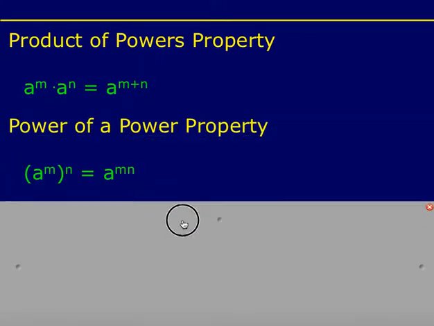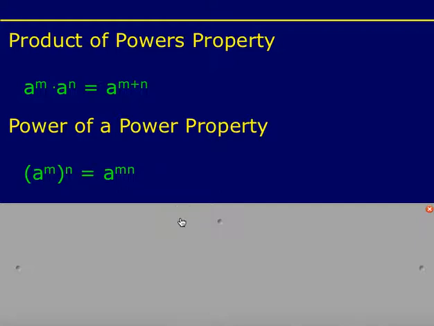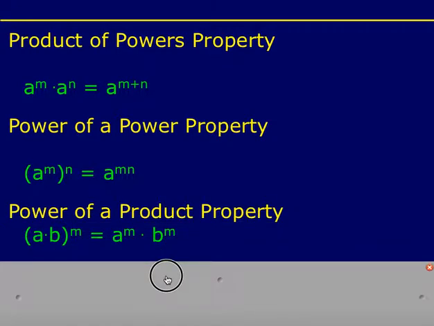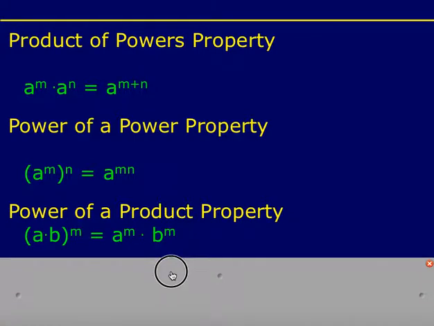Power of a power, if we have a base to an exponent and then outside of that another exponent, we multiply. And power of a product property, so if we have two things inside of parentheses, all to an exponent, well, the first base needs to multiply the exponents, and the other base also needs to multiply the exponents.